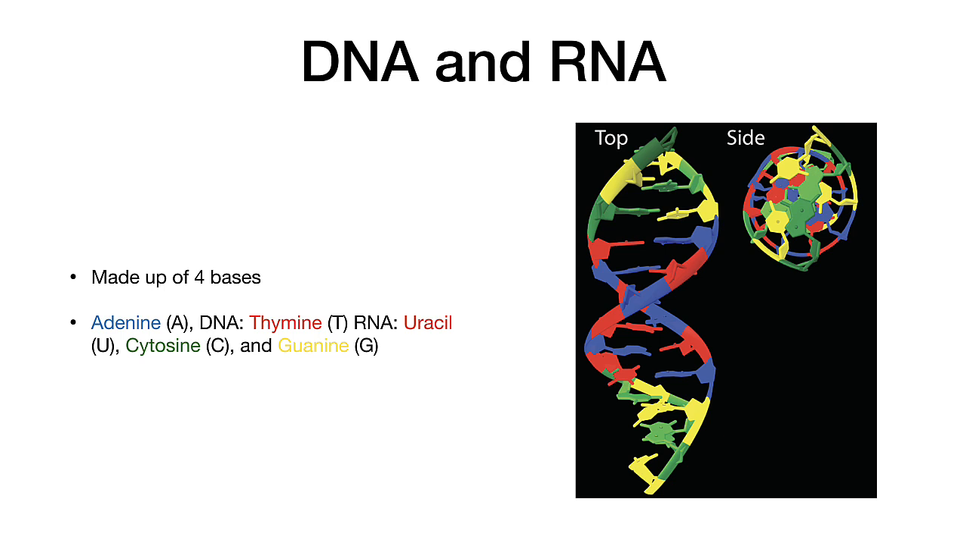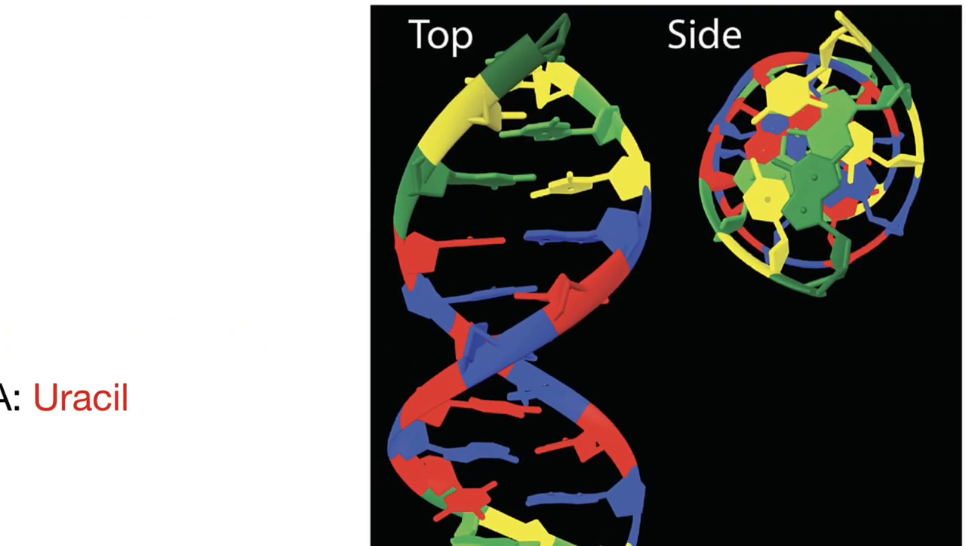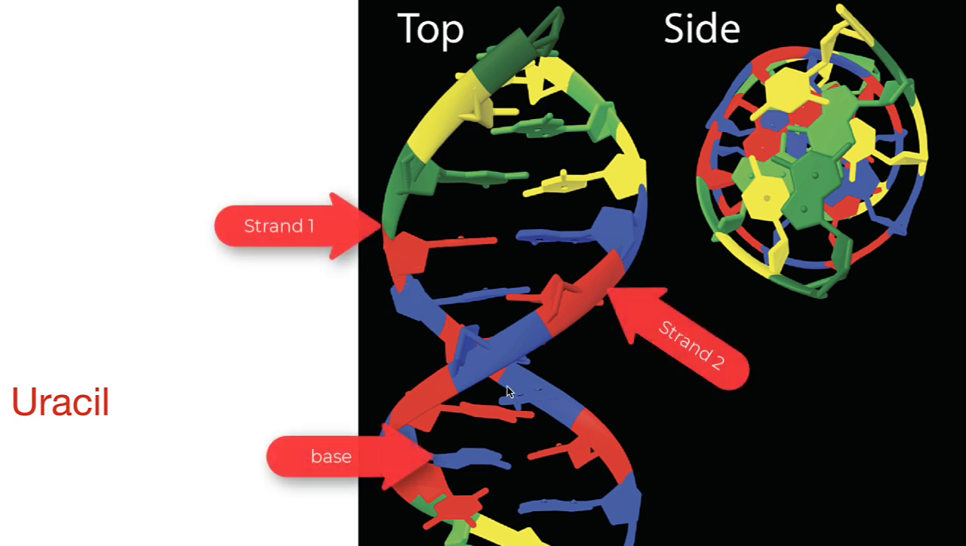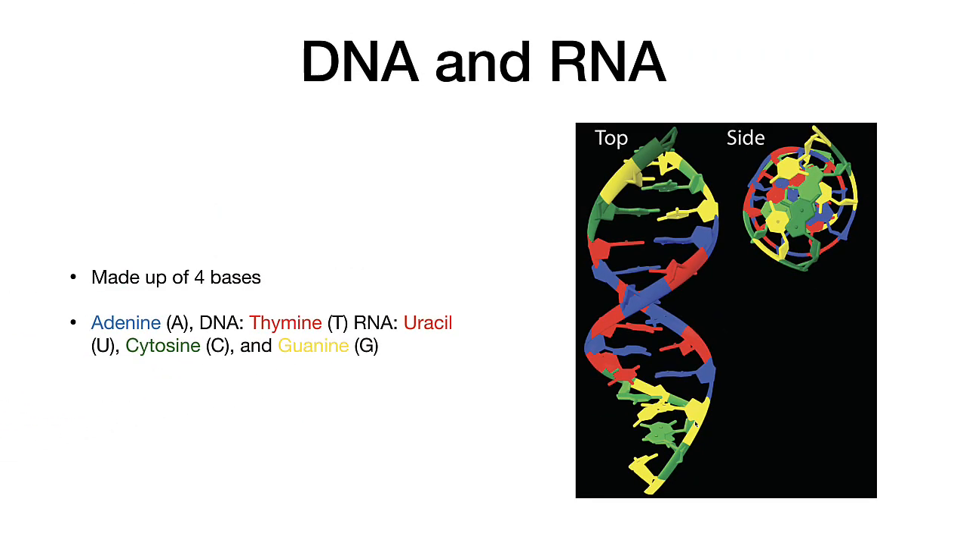A does not form hydrogen bonds with C, and G does not form hydrogen bonds with T. DNA and RNA will polymerize in long strands where the ribose of one nucleic acid will bond to the phosphate of the next nucleic acid. And you can see this over on the side here, and you have these long strings, and this shows a string of DNA going along and being linked up into a long polymer.